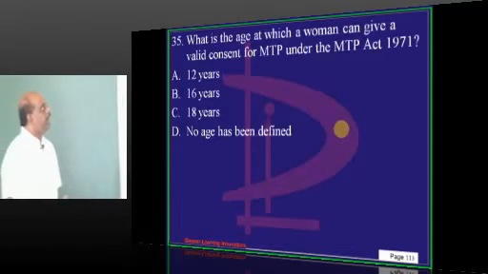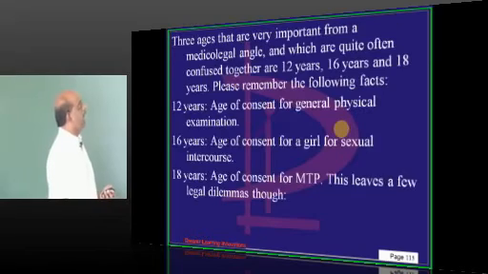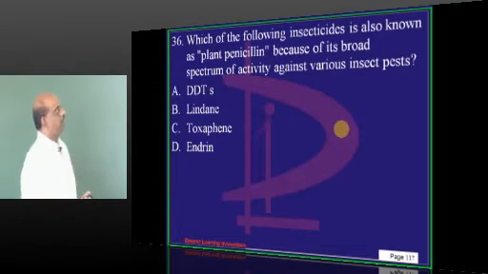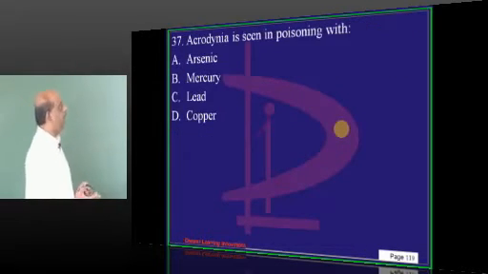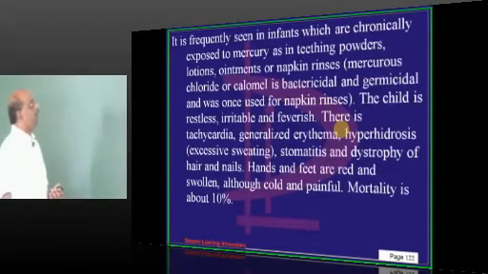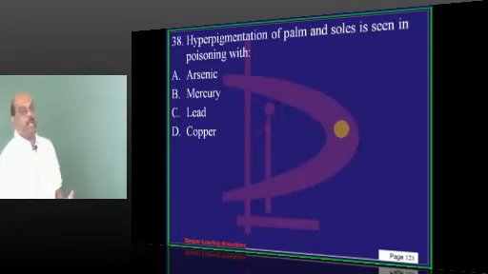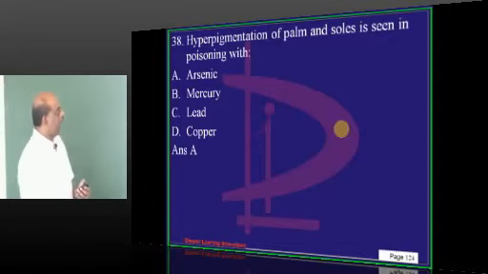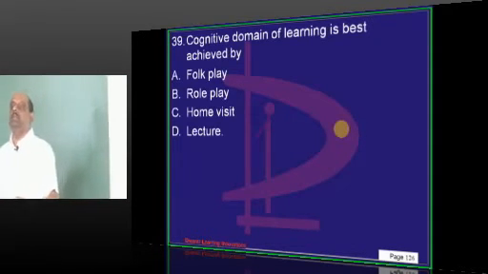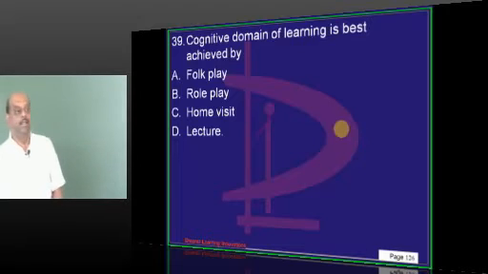Now, doctor. 18 years. MTP Act is 18 years. Then, plant penicillin, Endrin is a name for Endrin. Very good. Acrodynia, mercury. Hyperpigmentation, palms and soles, classical of arsenic. Cognitive domain, how can you best achieve? Role play. Role play.